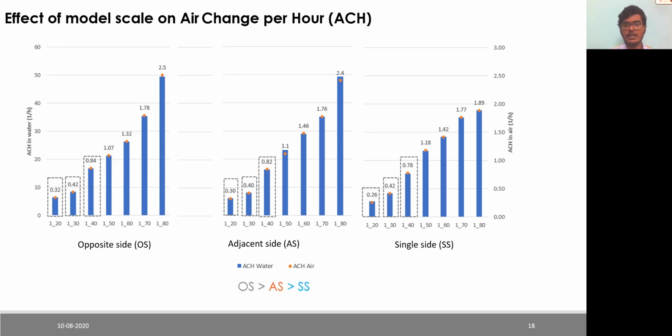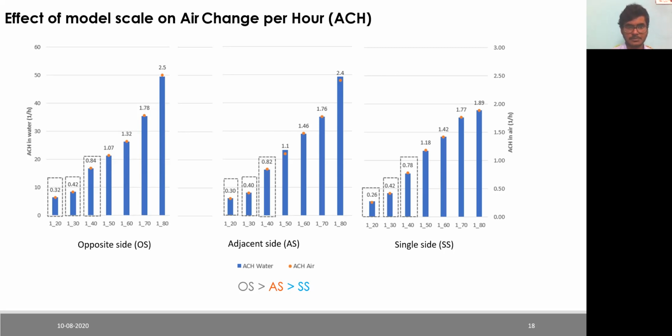However, in theory, the ACH should not change in all 3 configurations. But however, this change has been observed in the scales. There are mainly 2 reasons for this. One is the change in the Reynolds number, and the other thing is the change in the velocity, because when the velocity increases, the speed increases, which is why the smaller scale has higher ventilation rates when compared to the other scale.